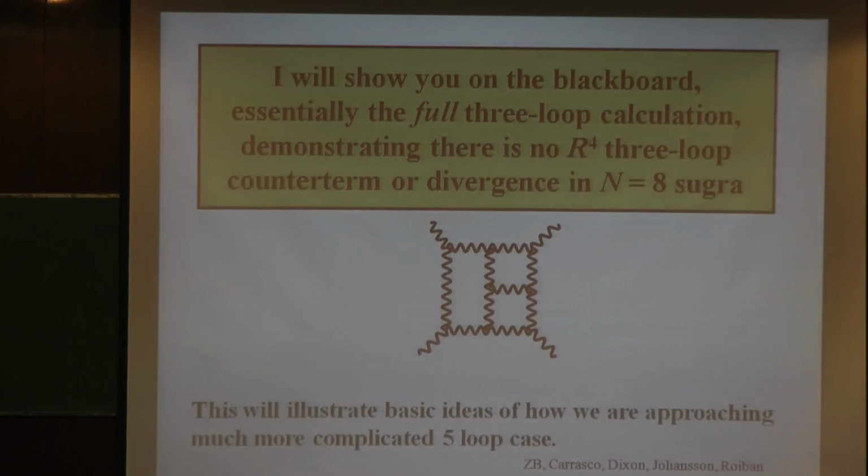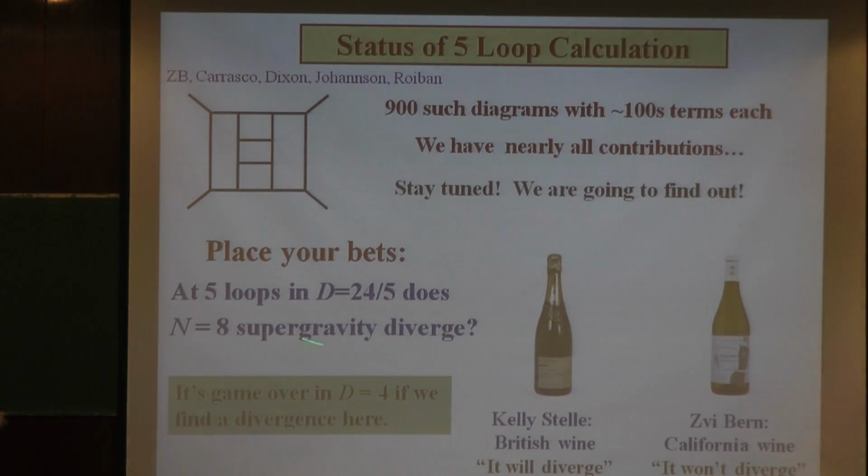It's because that's the number. 26/5 is the dimension in which n equals 4 super Yang-Mills diverges. This is a little bit worse. So it's really a bet about whether the power counting of n equals 8 supergravity is identical to that of n equals 4 super Yang-Mills. Well, maybe I'll have to explain that afterwards. I mean, where this counting comes from, I can't explain it.